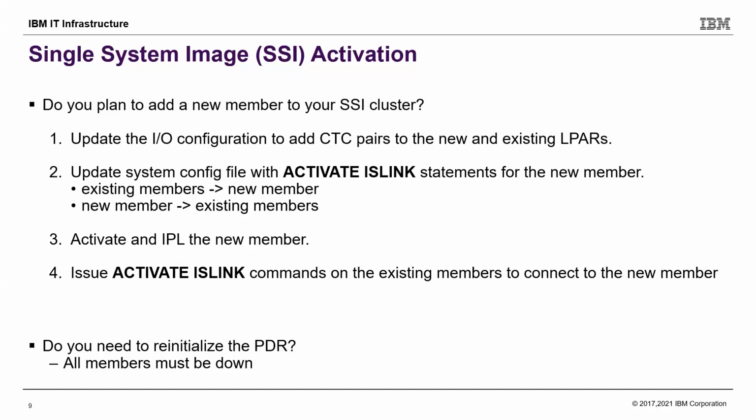So you add these statements, then you activate the LPAR for the new member and IPL the new member. Once you IPL the new member, to establish connectivity to the existing members that are already running, you'll need to issue activate ISLINK commands on those members to establish the connection to the new member. Remember when we added them to the config file, when the new member IPLs, it will process those statements that are in the config file, but the running members won't see the config file until the next time they IPL. So you'll have to issue the commands on the running members to establish the connection to the new member so the new member can complete its IPL and the process of joining the cluster.